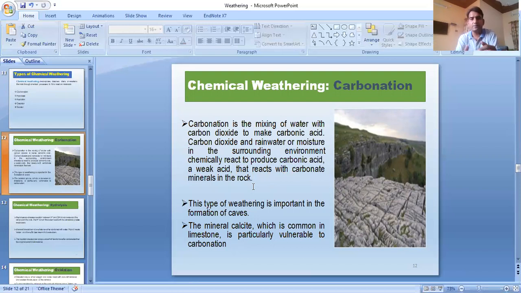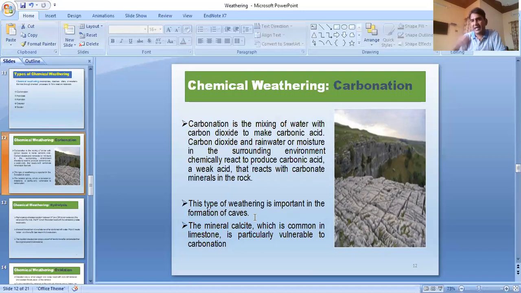What happens here? When water mixes with carbon dioxide, the carbon dioxide makes carbonic acid, उससे acid बन जाता है. Then that acid creates fissures, cracks, or breaks down the rocks, so we call that carbonation. Carbon dioxide is the main agent here, as you can see in the image. This type of weathering is important in the formation of caves.